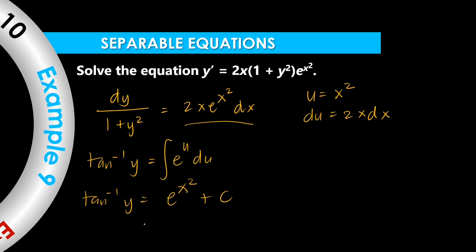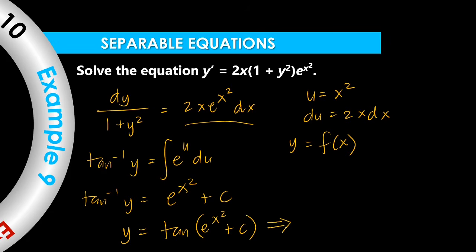So can we express this explicitly in terms of x, in the form y equals f of x? Yes. If we get the tangent of both sides, the tangent will cancel the inverse tangent, leaving us with y alone on the left side. And on the right side, we'll have tangent of e raised to x squared plus c. Okay? So this now represents the general solution of this differential equation. So that's it. We are done with separable differential equations.